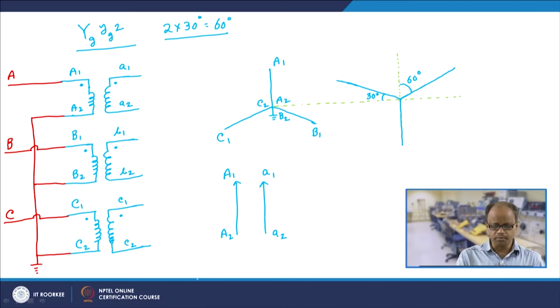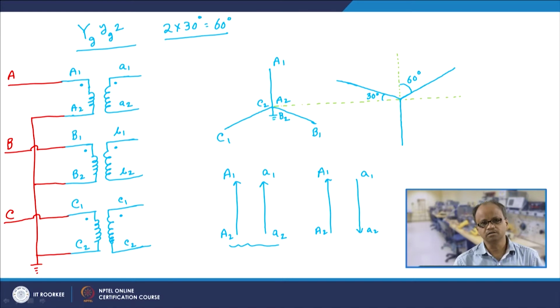On the other hand, if these two were anti-parallel, what would have been the case? The case would have been this: A1 A2, and anti-parallel is something like A2 A1. So when two voltages are in phase, those phasors would be not only parallel, but their orientation would also be the same.